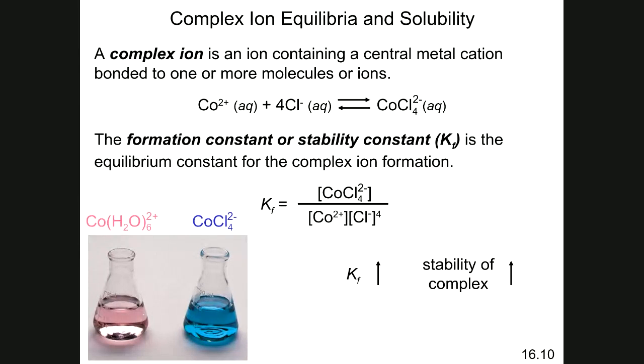A complex ion can also form. It depends on the concentration. When the complex ion is trying to form, again, just like Ksp, if this value is high, the concentration of the product over the reactant is a high value, that means this complex ion is stable and is going to form. So Kf is the equilibrium constant for formation of complex ions.